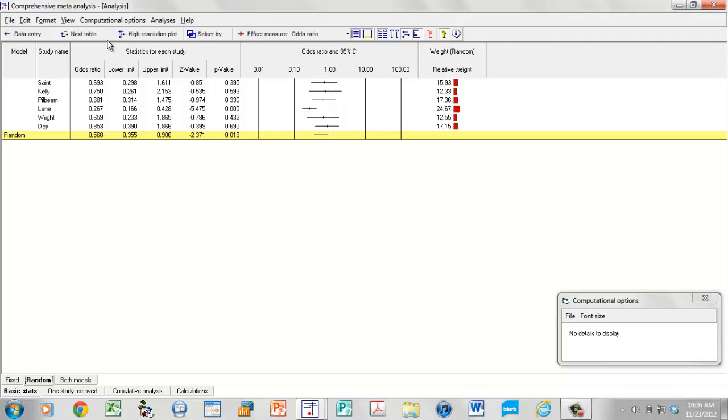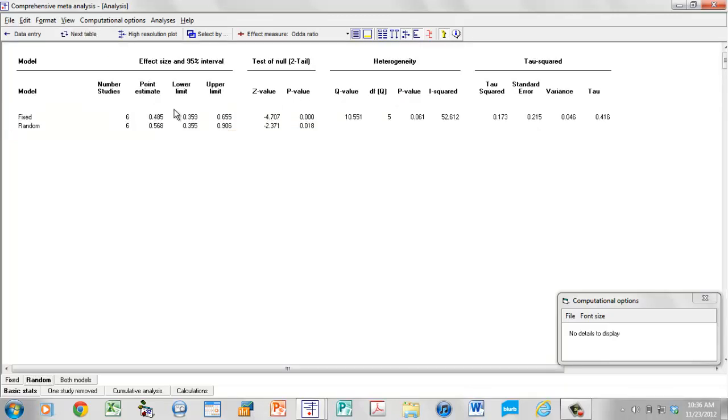I can click up here on Next Table, and the first thing we see is at the top we have the line for fixed effect model, and below that we have the line for the random effects model. In each case we have 6 studies. The point estimate is 0.49 to 0.56. We have the lower and upper limit, the z-value, the p-value. Everything over here relates to the test of the null.